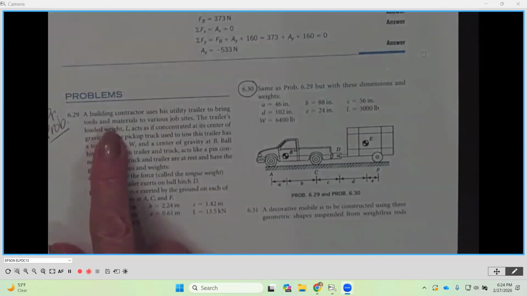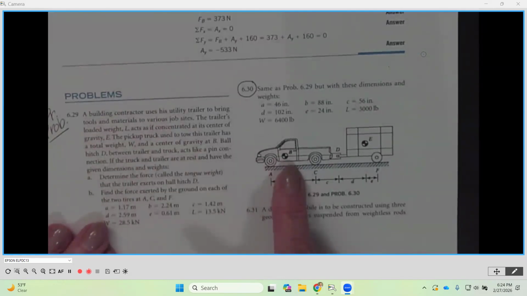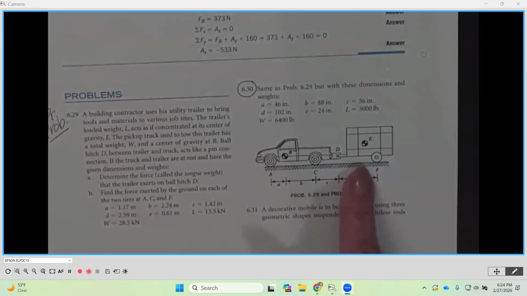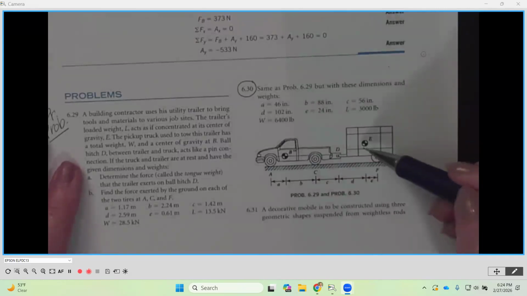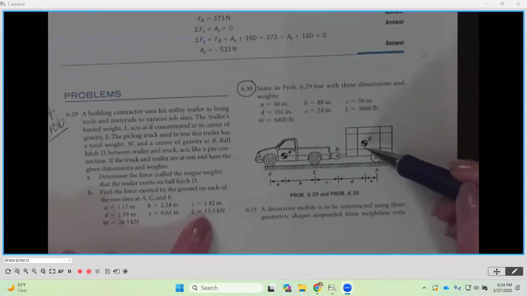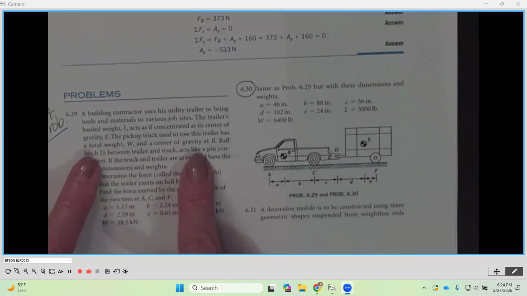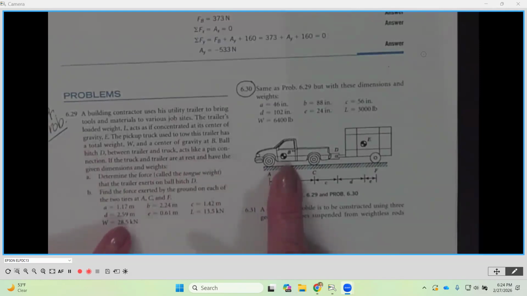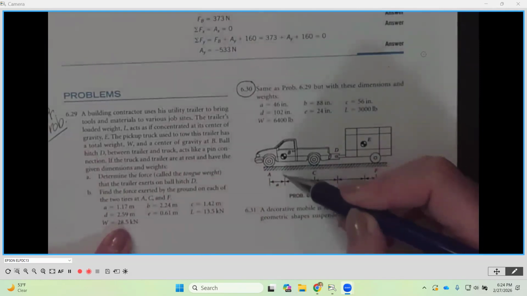It says here that a building contractor uses his utility truck to bring his tools and materials to various sites. The trailer's loaded weight, capital L, and that's going to be listed down here in the data, acts as if concentrated at its center of gravity E. So the load itself is going to be concentrated here going down, and it's going to be L, 13.5 kilonewtons going down. That'll be the weight of the trailer.